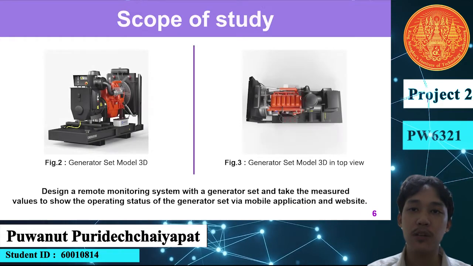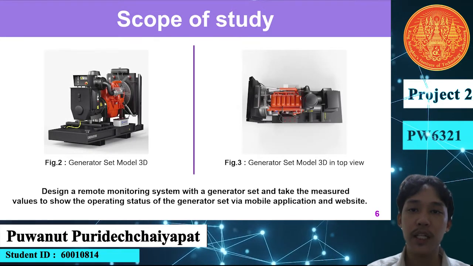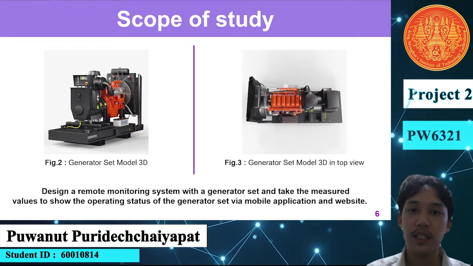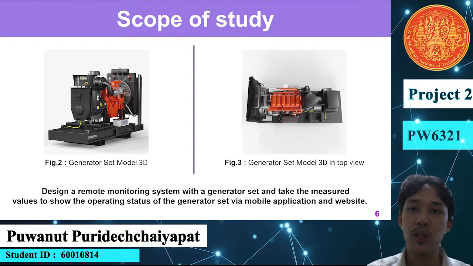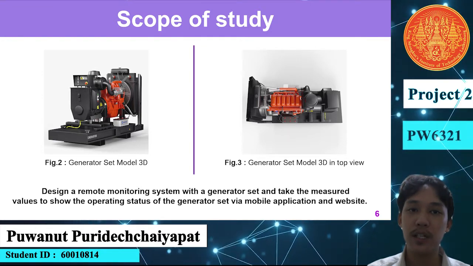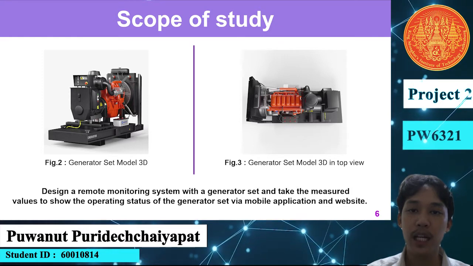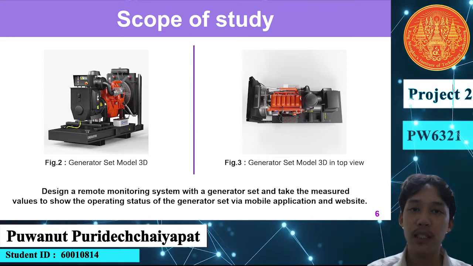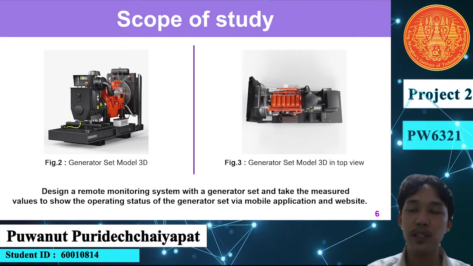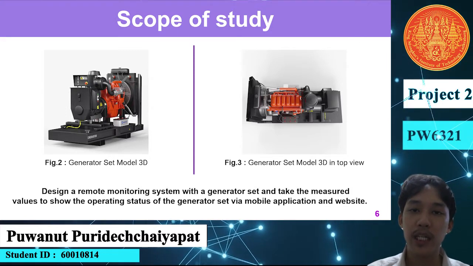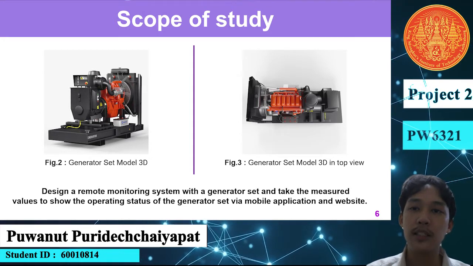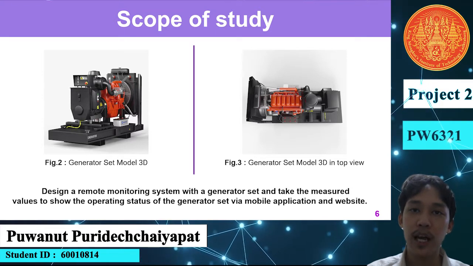Next is the scope of study. Scope of study in this project is to design a remote monitoring system with a generator set and take the measured value to show the operating status of generator set via mobile application and website, which we divide into 2 parts. First is monitoring system for the engine part. This part is equipped with a system for measuring temperature of lubricant, oil pressure, fuel level, engine speed, and a system for measuring voltage and current at the battery terminals.